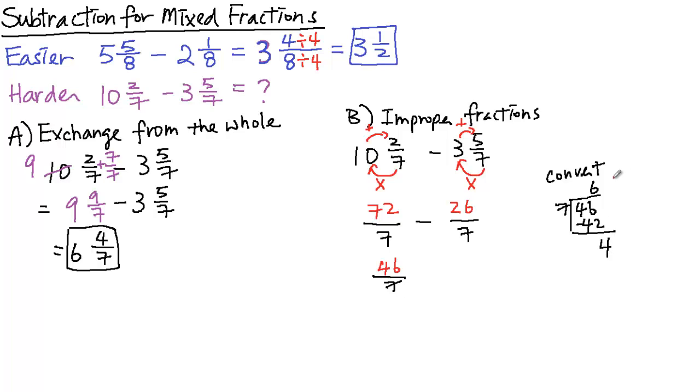And I'm going to label this as my whole number. This is my numerator. And the 7 would be my denominator. So the final answer is going to be 6 whole and 4/7. So this is changing your original fractions to improper fractions and changing it back.